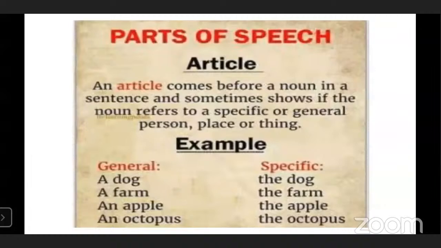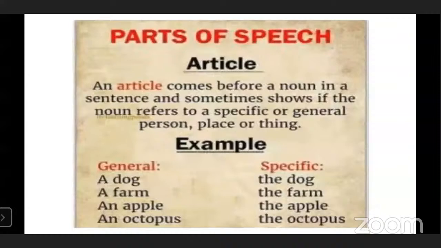Children, can you see anything common between apple and octopus? Yes, we will see afterwards. We'll see in this slide only what is the common between an apple and an octopus. Why do we use an? Why not a? Why not I say a apple? Why is it an apple?